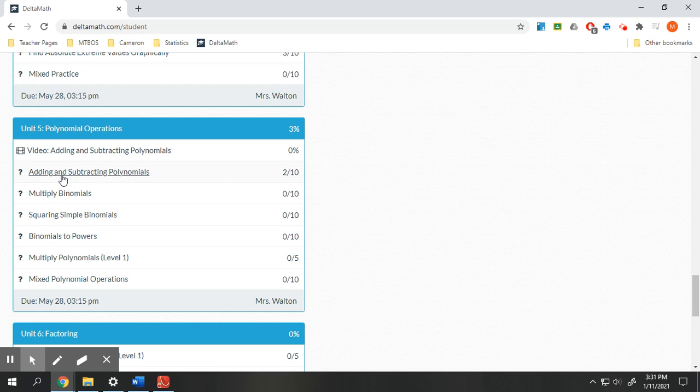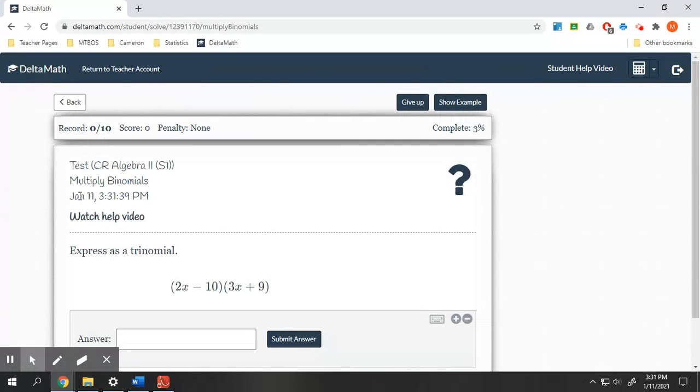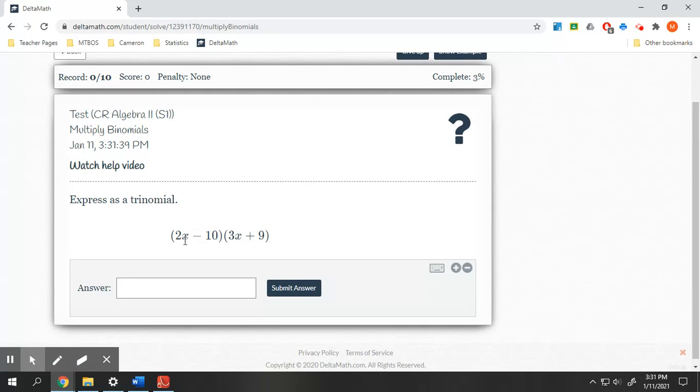Hello. Last video we talked about adding and subtracting polynomials. Now we are going to get into multiplication. And the first thing we're going to talk about is binomials. Now a binomial is a polynomial that has two terms. So I have 2x minus 10, that's a polynomial. And I have 3x plus 9, that's a polynomial as well.